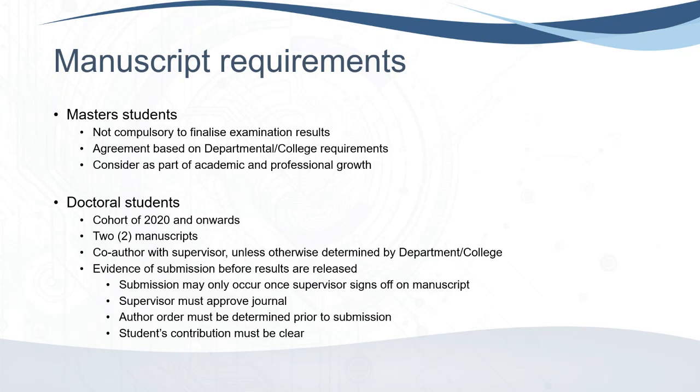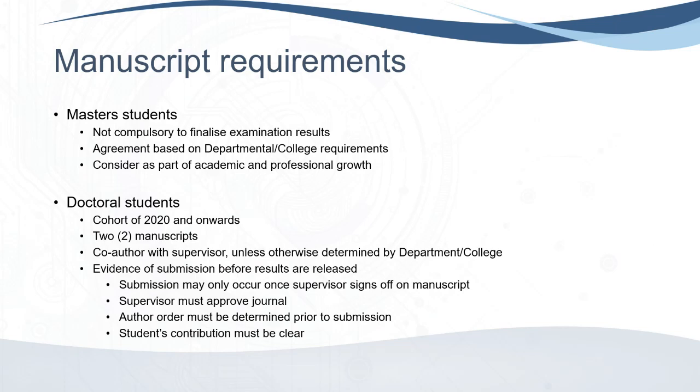For doctoral students, all those students who registered in 2020 and onwards, they must prepare 2 manuscripts, and the supervisor will also co-author with you, or the supervisor and the co-supervisor, but the authorship will be discussed from the start. So the supervisor will indicate to you that they could maybe say that they will co-author one article with you, and the co-supervisor might co-author the other article with you, or both articles, the student, the supervisor, and the co-supervisor are the authors.